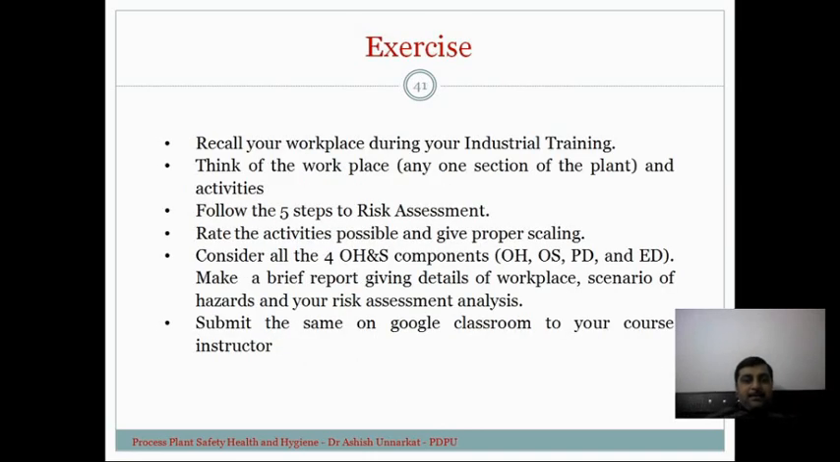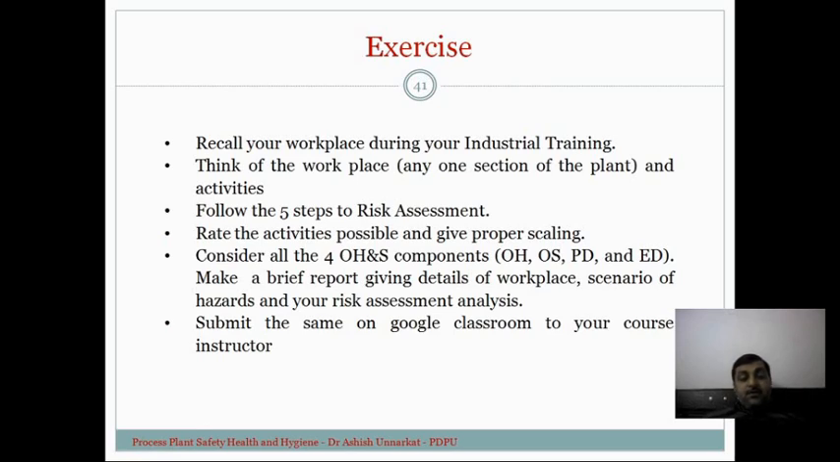Hope you all had a good exercise on this. All of you have been to an industrial training, so I wish you to recall your workplace, which industry you have been working in. Think of yourself in one section of a plant where you have spent a substantial time, maybe 15 or 20 days or more. Look at the 5 steps of the risk assessment, identifying the hazards. Think of what the exercises going on were.